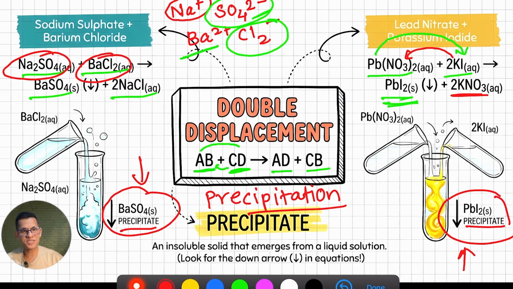How do I define precipitation reaction? Reactions in which an insoluble substance is formed are called precipitation reactions.